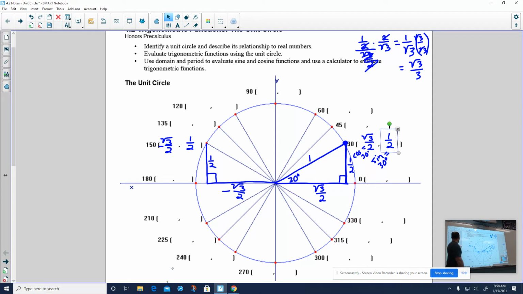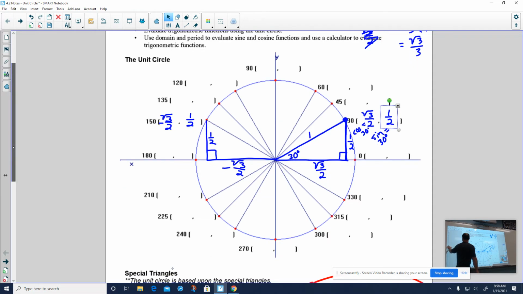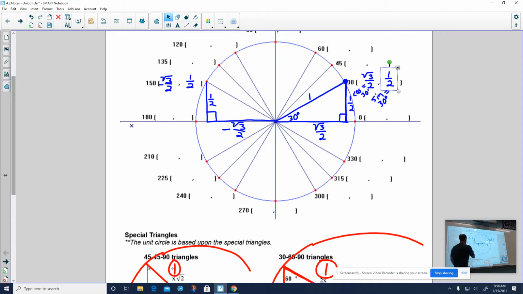All right, and then we can go ahead and flip that over the x-axis and get 210, no problem. This time, I'd still have a negative square root of 3 over 2, but I would also have a negative 1/2. So both coordinates would be negative this time, and that makes sense because we're over here in quadrant 3. And let's go back to the beginning, I guess. Let's flip this 30 degrees down to 330 degrees. So I would still have a positive square root of 3 over 2, and then I would have a negative 1/2 because my y value went down half a unit.